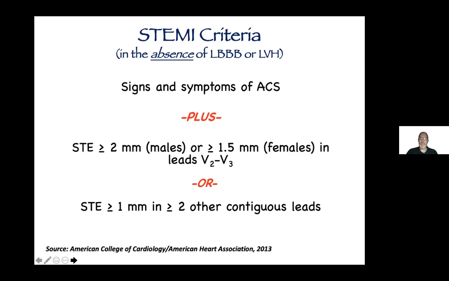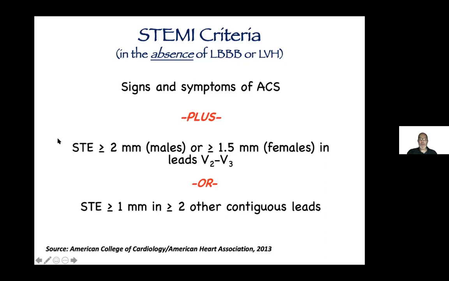So in the absence of left bundle branch block or left ventricular hypertrophy, and the reason why in the absence of, is because ST elevation can be present, and actually is present, with left bundle branch block, and it's often present with LVH. So those can confound the diagnosis of an underlying STEMI. So those have to be absent. Signs and symptoms of ACS plus ST elevation that's greater than or equal to 2 millimeters in males, or greater than or equal to 1.5 millimeters in females in leads V2 and V3, or ST elevation of 1 millimeter or greater in 2 or more other contiguous leads.